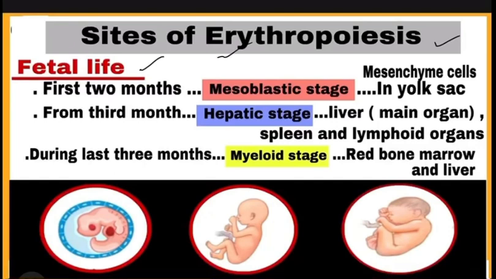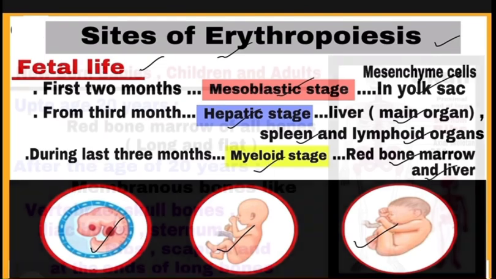In fetal life, during first 2 months, RBCs are produced by mesenchyme cells of yolk sac, and this stage is called as mesoblastic stage. From the 3rd month onwards, the liver takes over the job of producing RBCs along with other organs like spleen and lymphoid organs, and this stage is called as hepatic stage. In the last 3 months of intrauterine life, RBCs are produced by red bone marrow and liver, and this stage is called as myeloid stage.